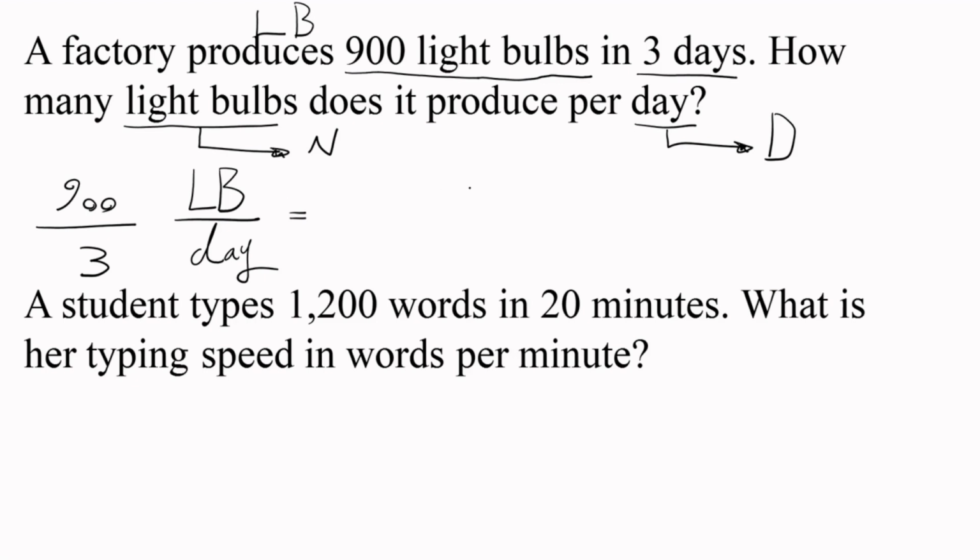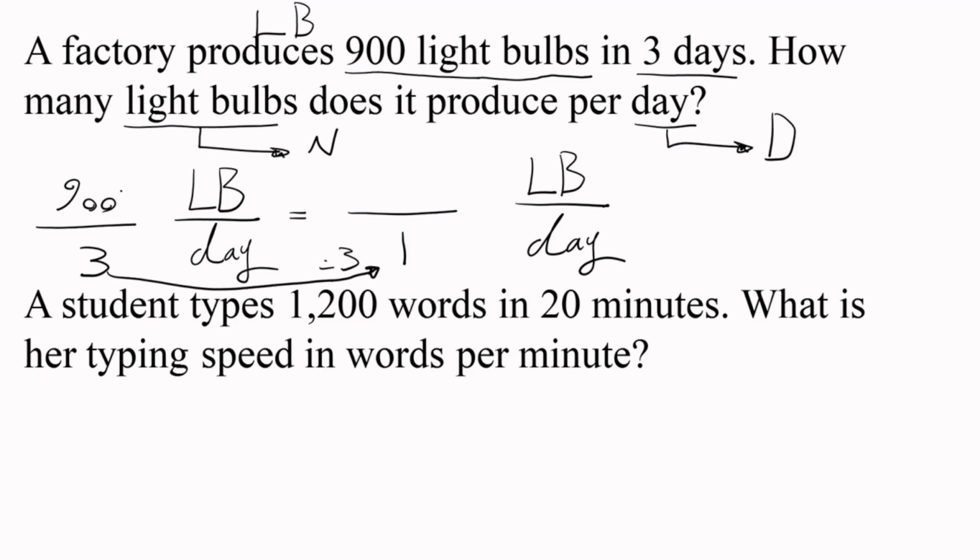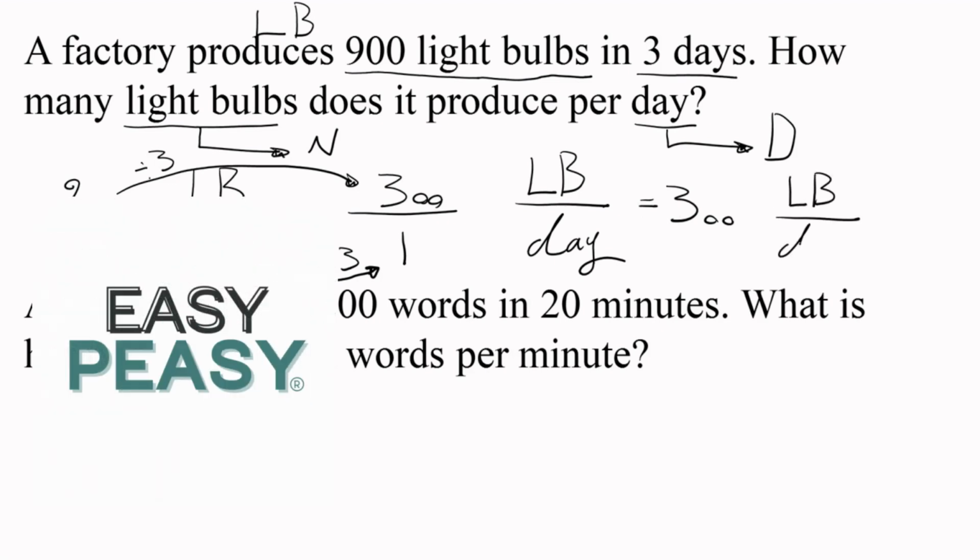Of course, I want the unit rate, so I must make the denominator 1. So light bulbs per day. As I told you, I must make the denominator 1, so I must divide this by 3, and I must do exactly the same because I'm not allowed to do one operation only for the denominator. I must divide this one by 3 as well, so I'm going to have 300, and the final answer will be 300 light bulbs per day.